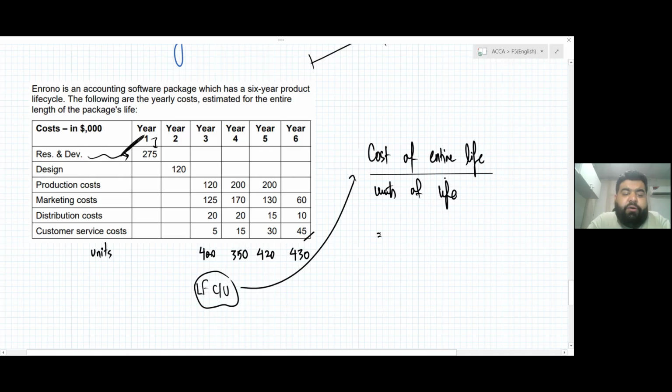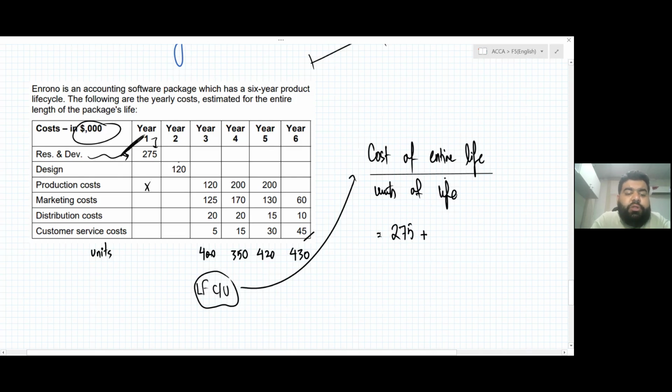And obviously, in this year, no production is done because there is no production cost. It means it's the year of research and development. But we will not say that in this year units are not produced, so we'll not add this cost. No, we'll add every cost, and from the entire life, take all the cost. So this 275 will be part of the cost, plus 1000 is common. 1000 is common, so let's ignore that.